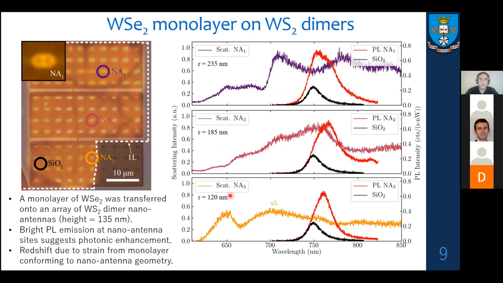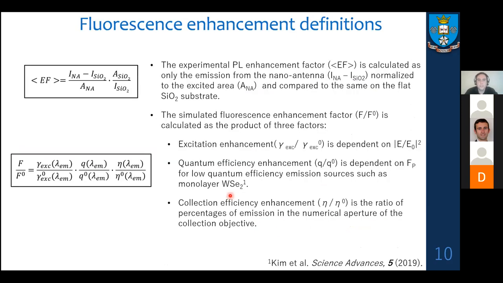So, moving on, just a couple of definitions to say how we quantify the fluorescence enhancement, the PL enhancement in our case. This is done by defining an enhancement factor, which takes just the emission from the nano antenna, normalizes it to the excited area, which is the area of the antenna, and then compares that to measurements done on a flat silicon dioxide substrate.